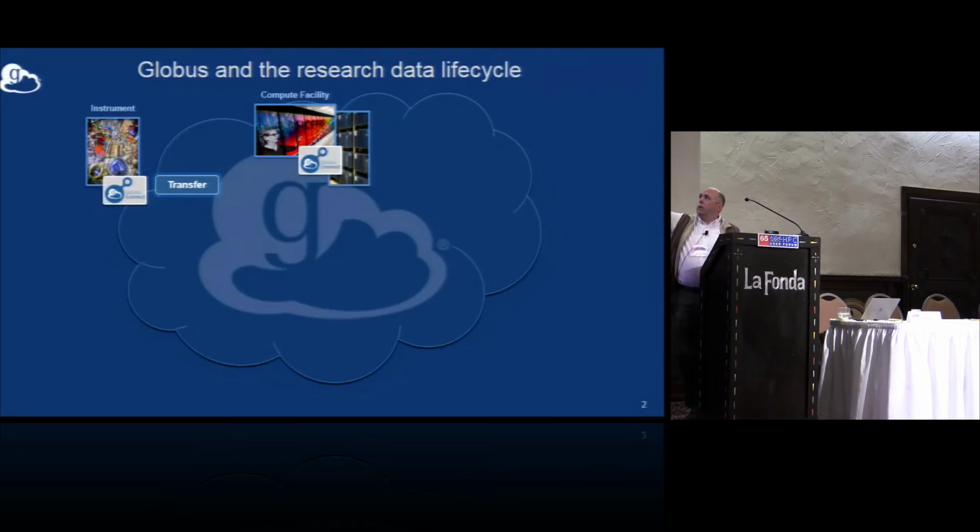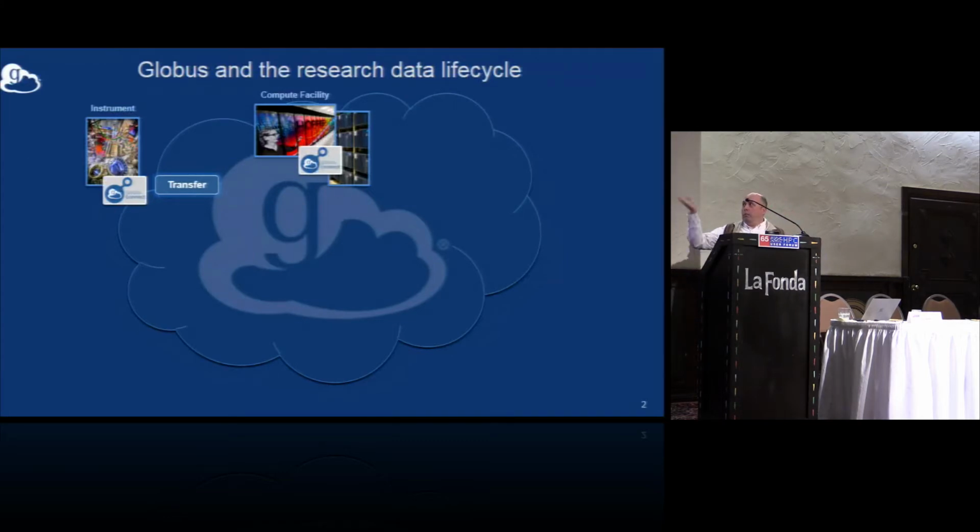So we start out, and I'll back up a second. What we're really trying to do with Globus is make it as easy as possible, as frictionless as possible, for researchers, particularly researchers at academic institutions, to wrangle their data, to get their data where it needs to be, when it needs to be, and as easily and in the form that it needs to be.